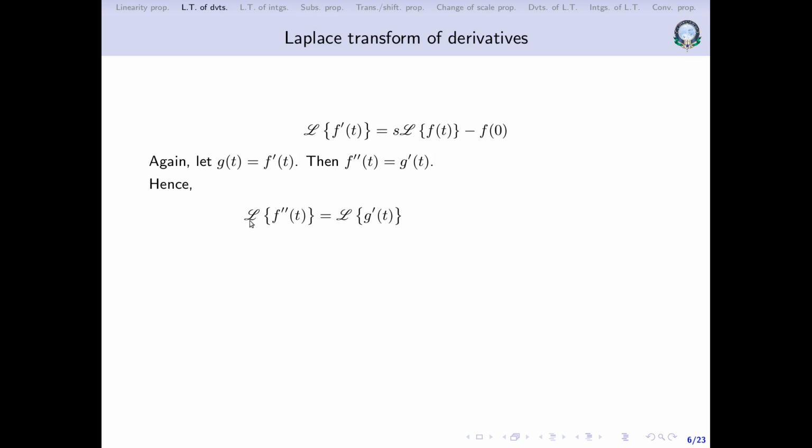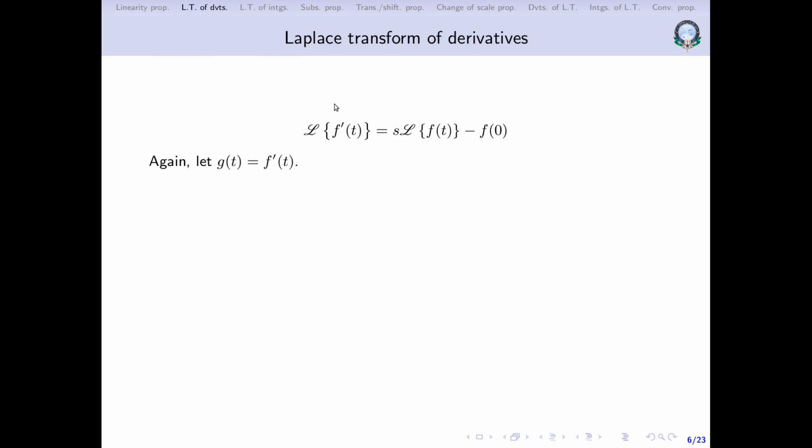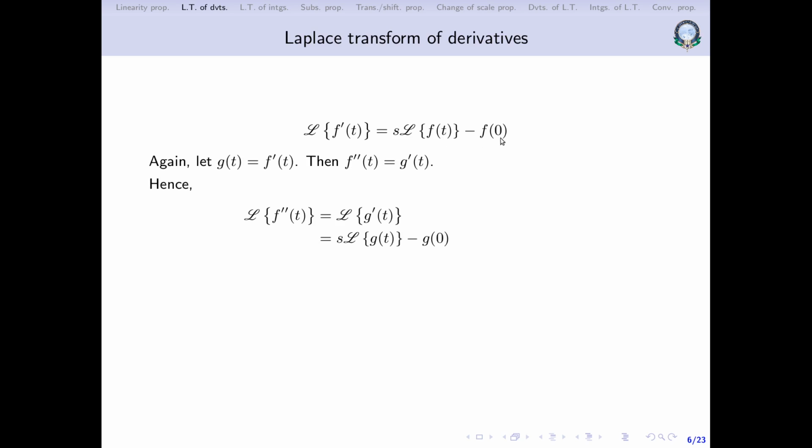So the Laplace transform of the second derivative of f will be equal to the Laplace transform of the first derivative of g. And because, if you look at this, I have said f of t is an arbitrary function, that means it can be any function. That means instead of f of t, I might as well use g of t here. So the same relation will hold good. So the Laplace transform of g prime t is equal to s into Laplace transform of g of t minus g of 0. So you can just apply this over here.